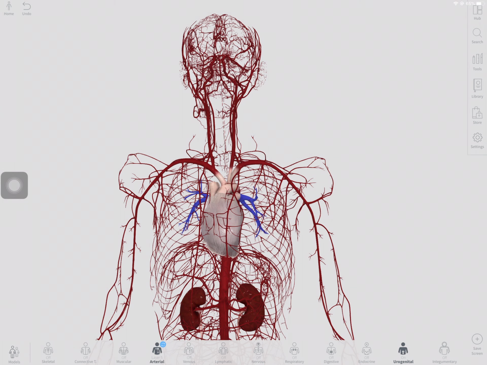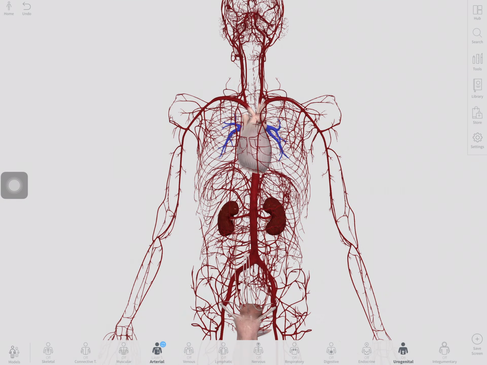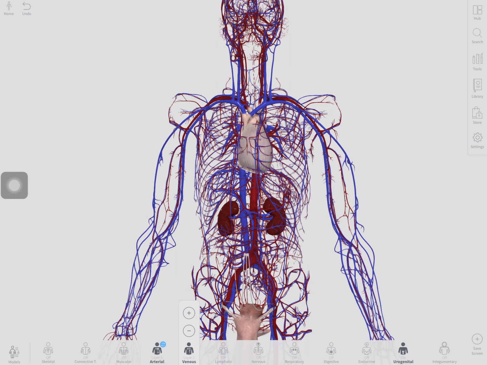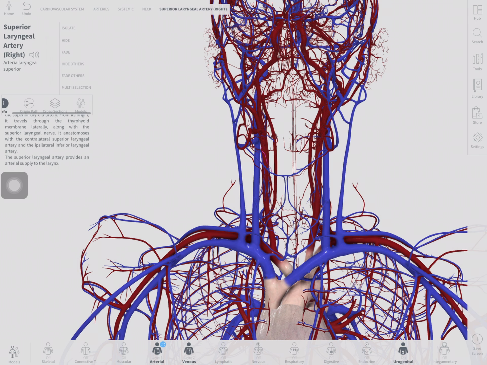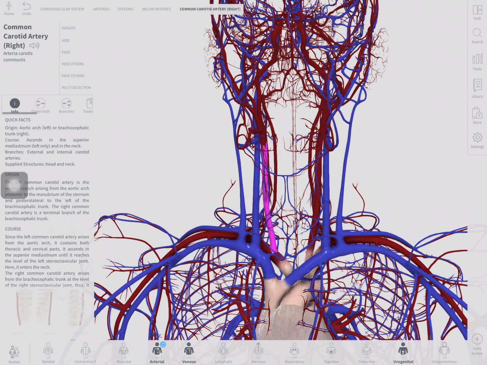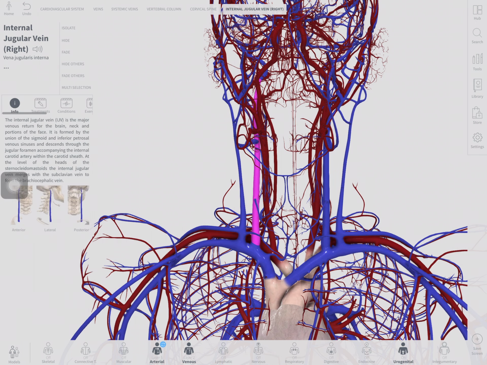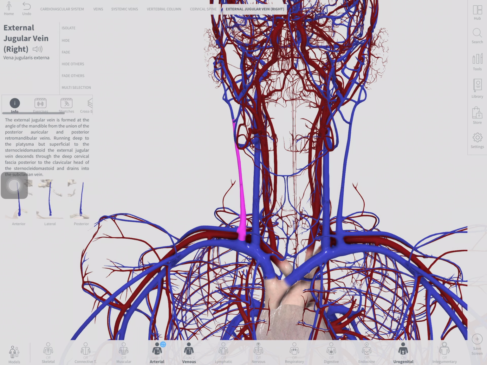Whatever artery you have in the deeper aspect of the body, you will have the same vein also. For example, you have the carotid artery, and you have the jugular vein. This is the internal jugular vein and this is the external jugular vein.